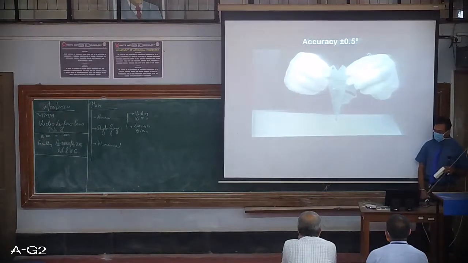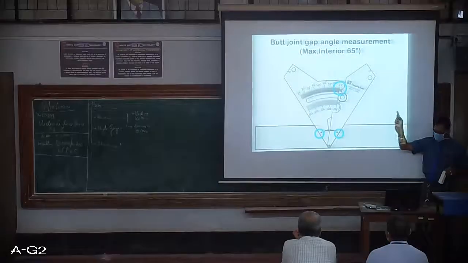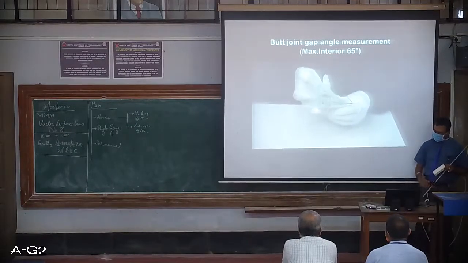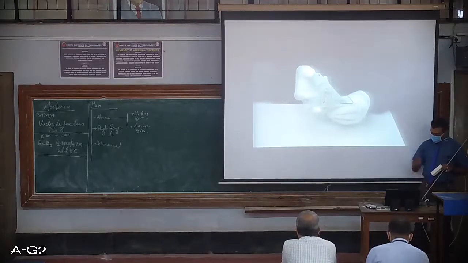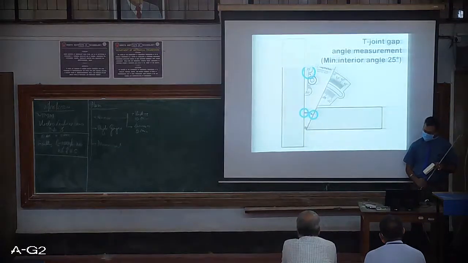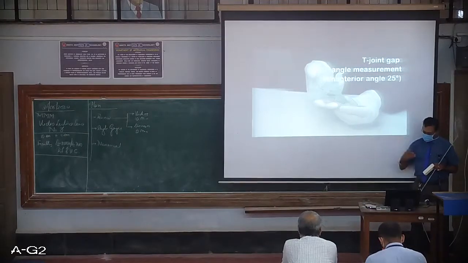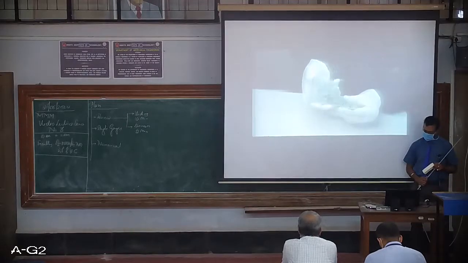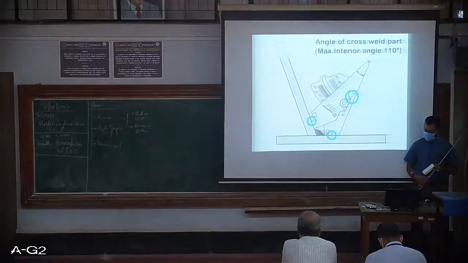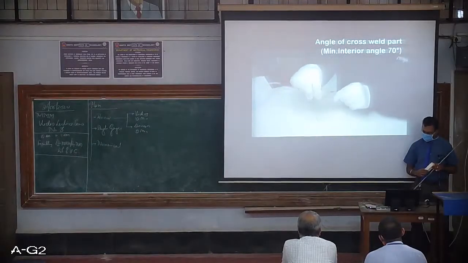Specialized angle measurement, accuracy to the tune of plus or minus 0.5 degrees. Please note again here, just like in our previous case, the vernier bevel protractor, this is also 0.5 degrees. The maximum interior angle that can be measured using this butt angle joint is around 65 degrees. For the T-joint, the minimum interior angle that can be measured is 25. So these are all the limitations of angle gauges. For the crossword part, the maximum interior angle is 110 degrees and the minimum interior angle is 70 degrees.